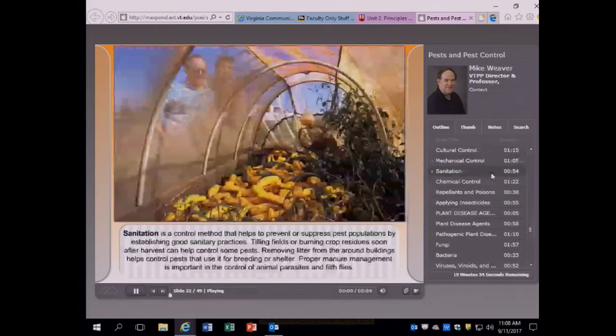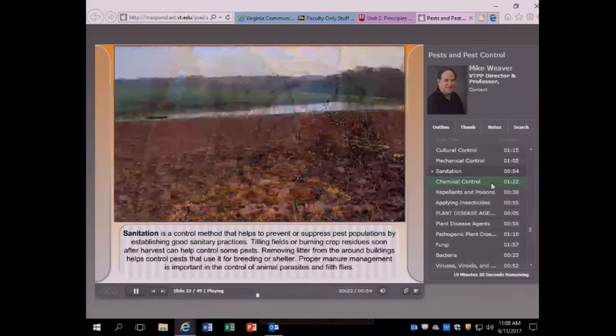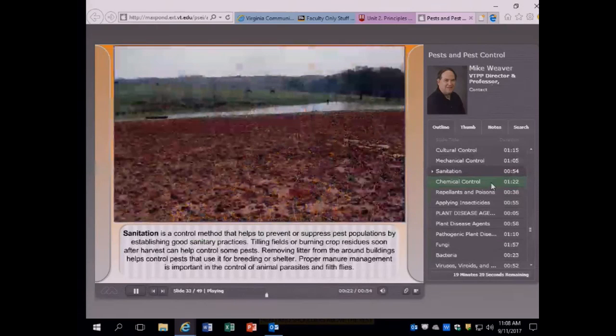Sanitation is perhaps one of the most important control methods, even though it's often overlooked. Tilling fields and burning crop residues soon after harvest greatly aids in the control of some insect pests as well as snails and slugs on agricultural crops. Pink bollworm infestations in cotton, for example, can be greatly reduced by plowing the field immediately after harvest. Removing litter from around buildings helps control pests that use it for breeding or shelter. Ants, termites, and some other indoor pests may be suppressed by using this technique.